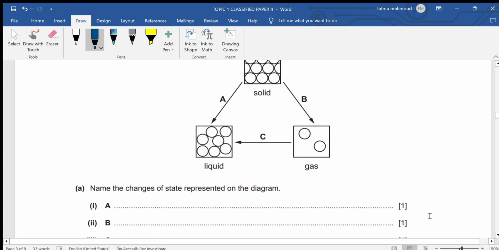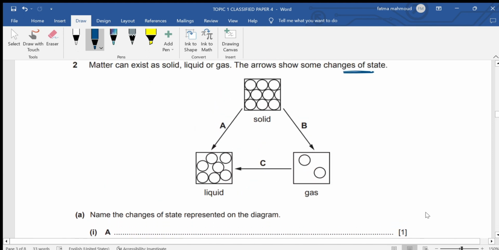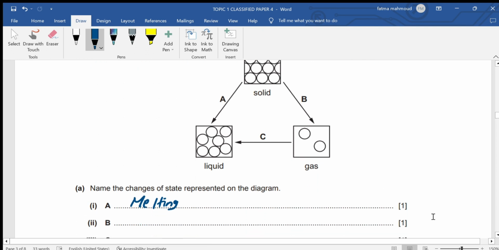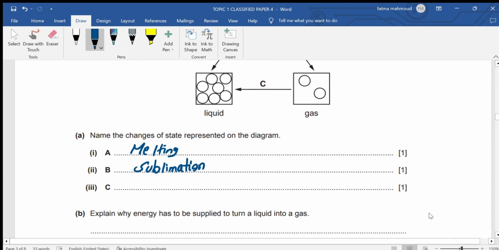Name the changes of state represented on the diagram, A, B, and C. A, from solid to liquid, melting. So A is melting. B, from solid to gas, sublimation. C, from gas to liquid, condensation.